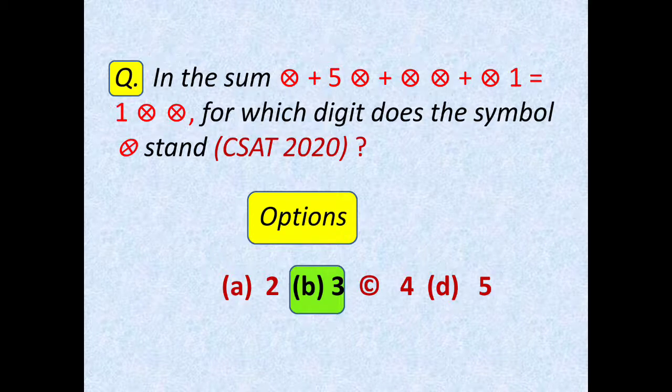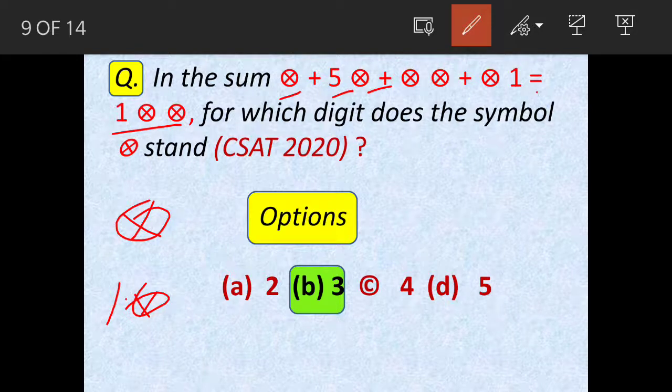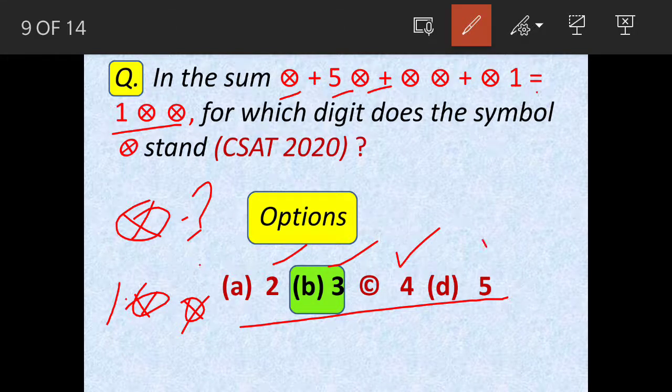Now there is a series given. Actually it's a small tricky question. There is a symbol like this. The question says the sum, symbol, 5, then symbol, and so on, is equal to 1. This symbol is appearing twice. So what does this symbol stand for? We have options: A is 2, B is 3, C is 4, D is 5. So option B, 3, is correct.